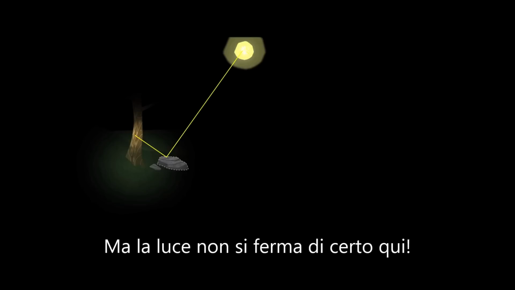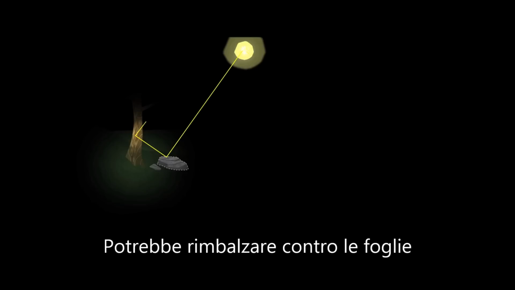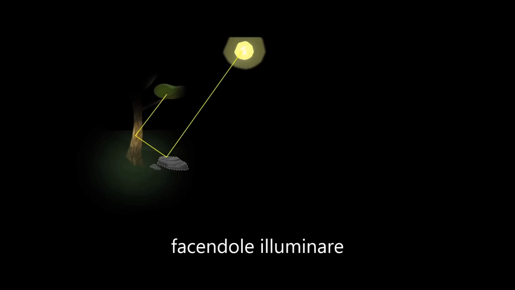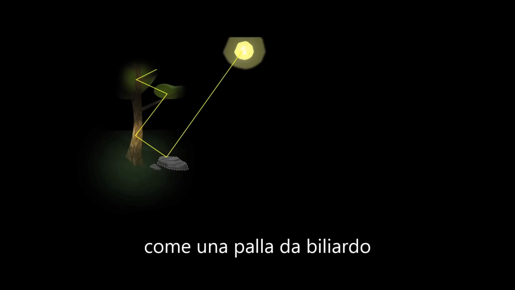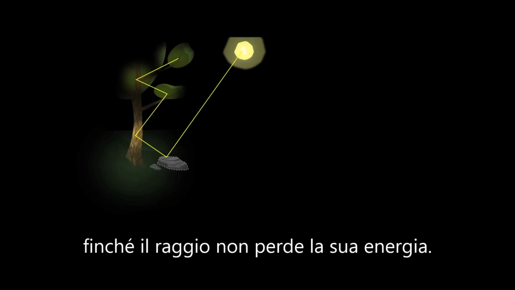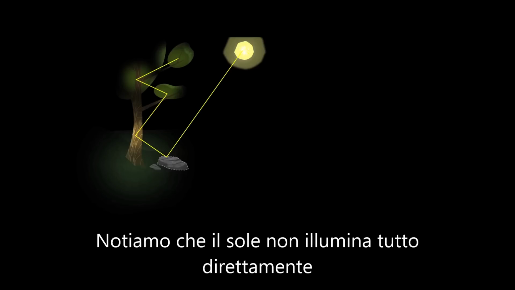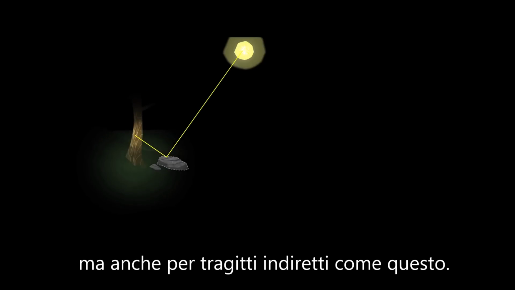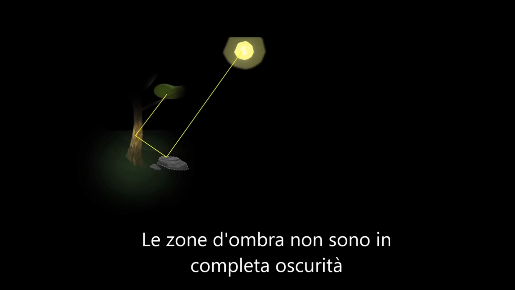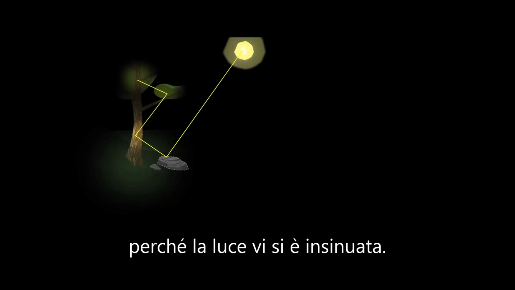But the light doesn't stop there, folks. It may bounce off the bark's surface and head into the leaves, causing them to light up a little bit too. Then bounce again and again, like a billiard ball on a pool table, until that single ray of sunlight has finally lost all of its energy. We begin to notice that the sun does not light all of our trees and rocks directly, but rather through indirect paths like this one. Most of our shady spots are not black darkness, but mostly visible because light found its way in there.